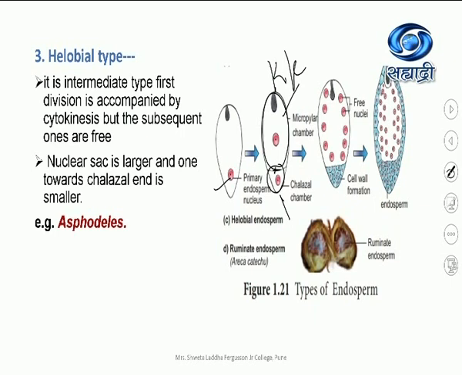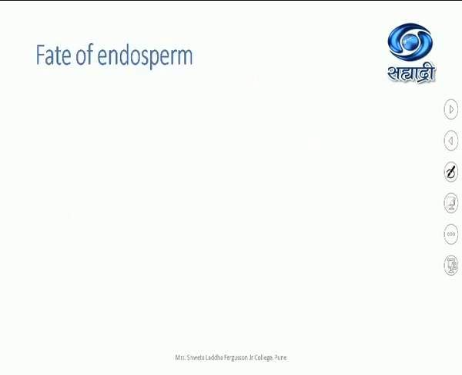The first division is karyokinesis followed by cytokinesis. But after this, see what happens. In the larger chamber, continuous free nuclear division takes place, and many nuclei form. And at the end, cytokinesis follows. So this is the helobial type and it can be seen in asphodel. So we saw three types of endosperm development: the nuclear type, the cellular type, and the helobial type. Okay. Now let us proceed.